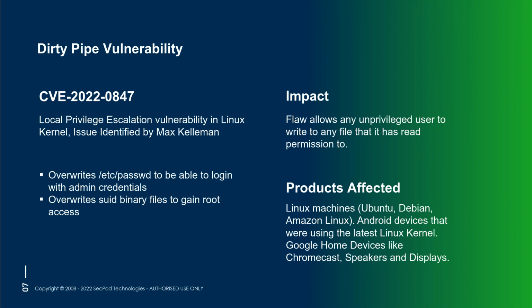Okay, so Viru just spoke about the Spring4 shell, which made a lot of noise in the first quarter this year. I would be starting off with the Dirty Pipe vulnerability. I believe many of us may not even have heard of it, but it's a very critical vulnerability that did not make much news. So this is assigned the CVE ID 2022-0847. It's a local privilege escalation vulnerability in the Linux kernel.